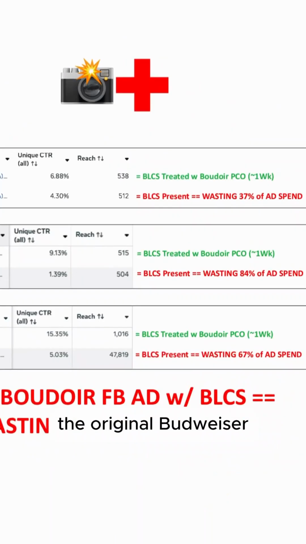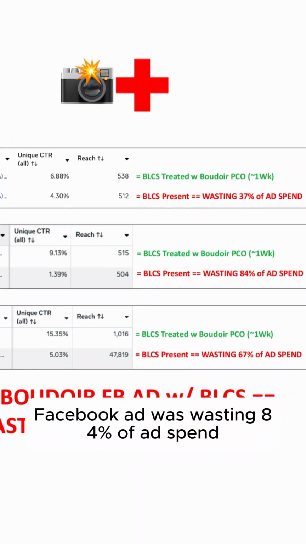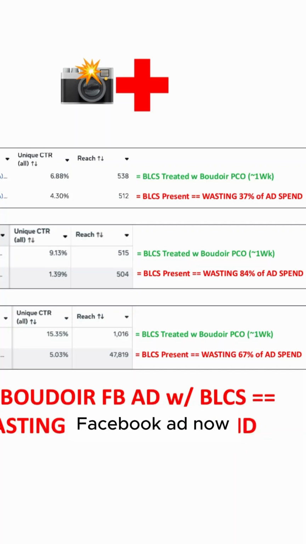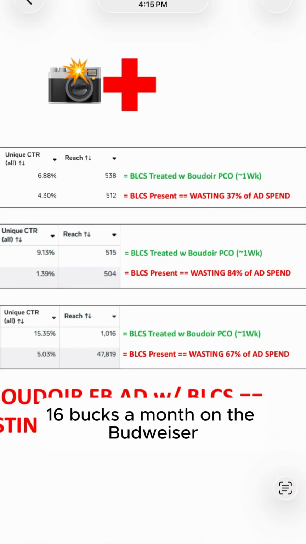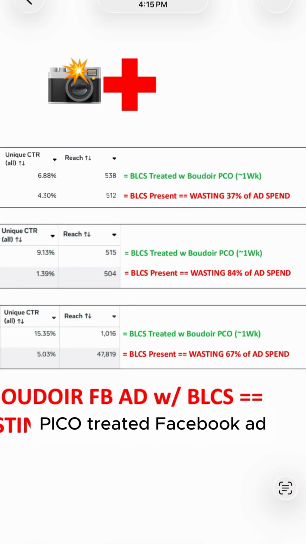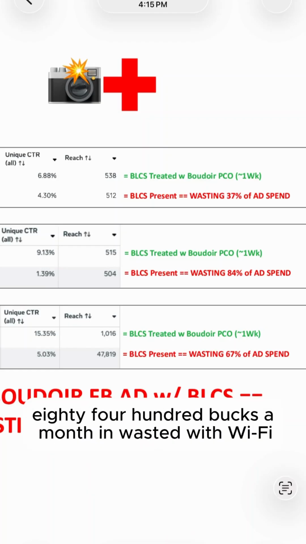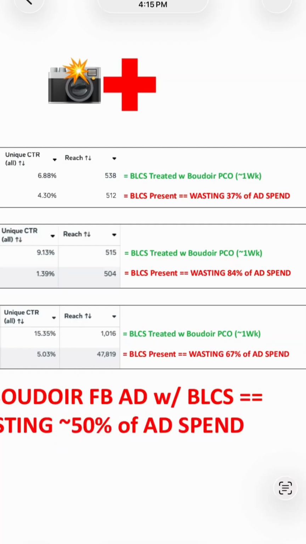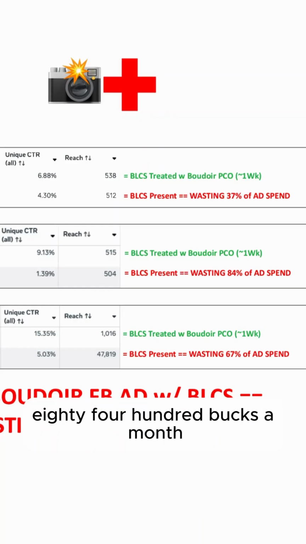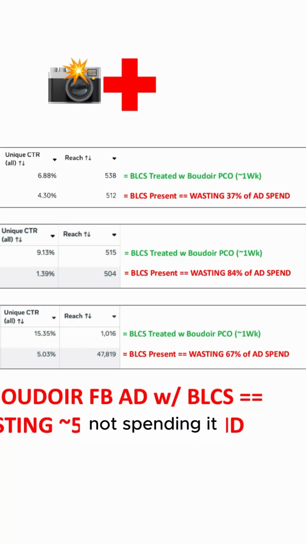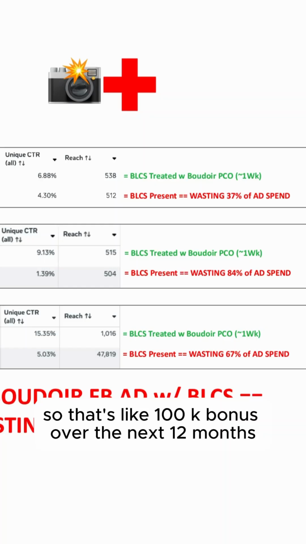So we found out the original boudoir Facebook ad was wasting 84% of ad spend. So they're spending 10 grand a month on that original boudoir Facebook ad. Now they only need to spend $1,600 a month on the boudoir Pico treated Facebook ad, and they get their ad into the same number of women's brains in both scenarios. So they eliminate $8,400 a month in wasted boudoir Facebook ad spend, and they pocket that $8,400 a month by simply not spending it. So it's like a 100K bonus over the next 12 months.